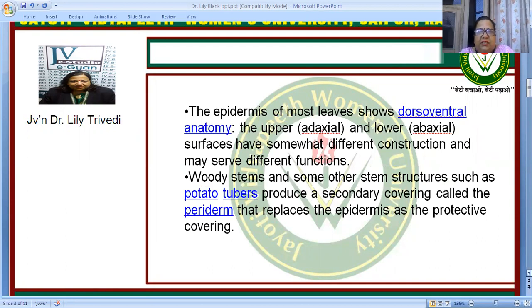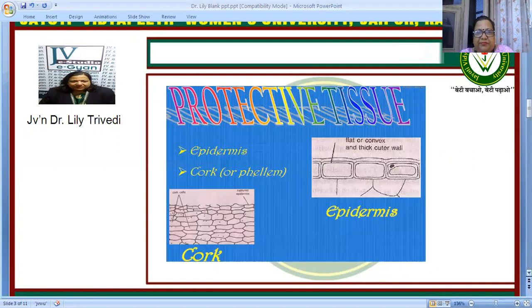In the leaves, the upper or the adaxial and the lower or the abaxial surface have somewhat different construction and have different functions. Now the woody stem and some other stem structures also have an epidermis, but that is produced due to the secondary growth and it is called the periderm. For example, we can see such in the potato tubers and in those plants which have secondary growth, and they are called as periderm. So the epidermis produced due to secondary growth is called as periderm.